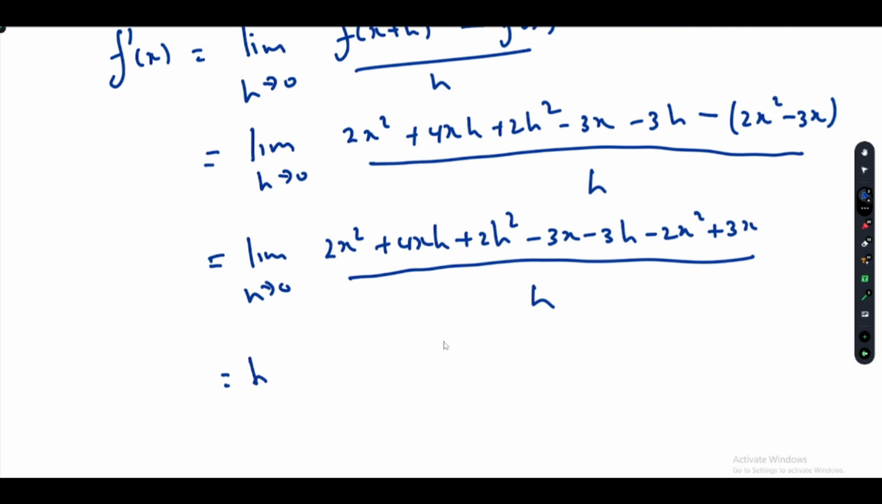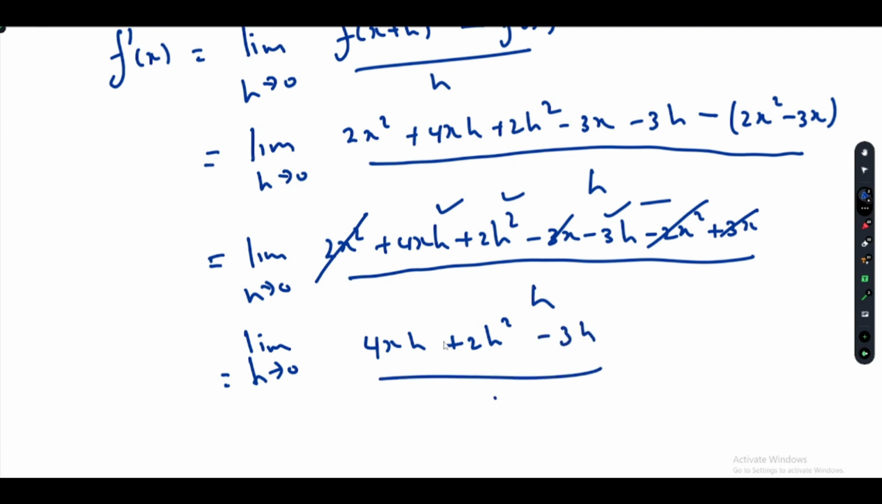And if we've done all our algebra up to this point correctly, we would find that we'd have a lot of like terms that would cancel off. For instance, 2x squared minus 2x squared minus 3x plus 3x. And again, we would note that we've done our algebra correctly because all the terms that would remain in the numerator would have an h in them. So it's 4xh plus 2h squared minus 3h all over h.